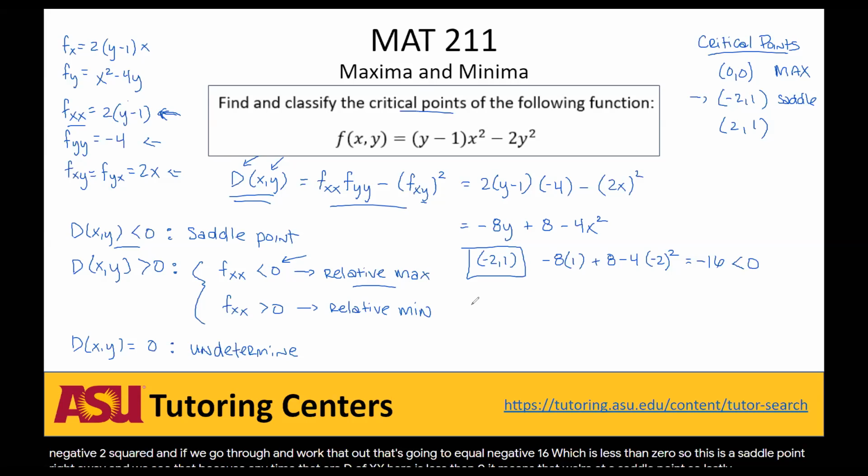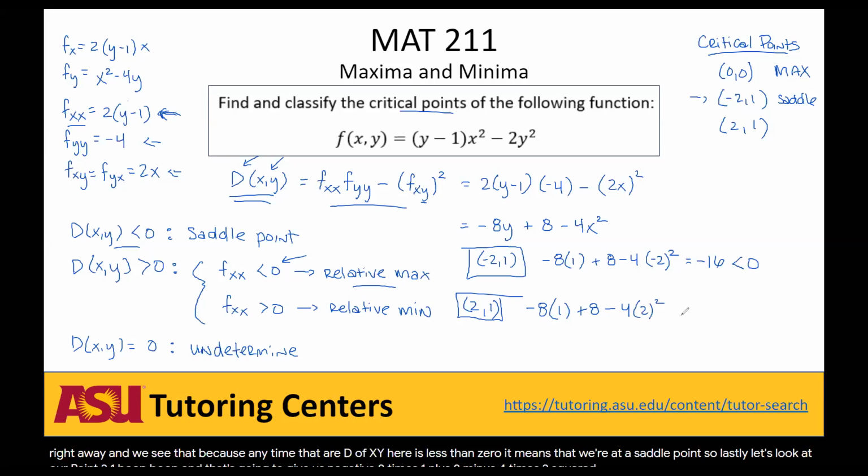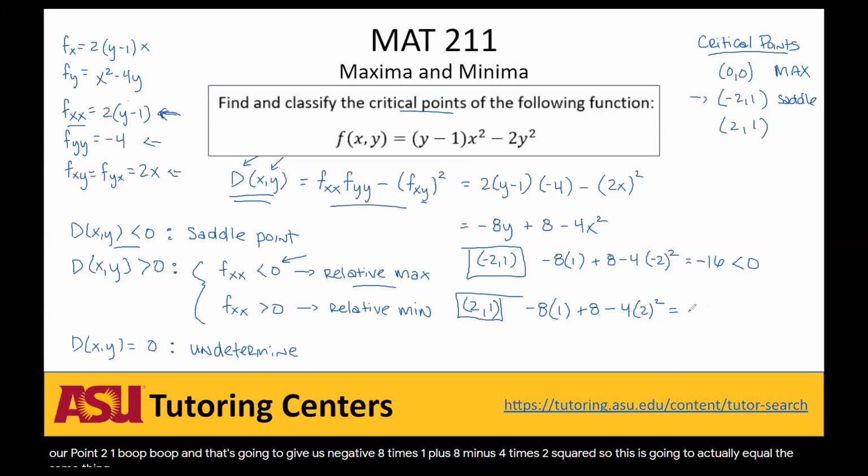So lastly, let's look at our point 2, 1. That's going to give us negative 8 times 1 plus 8 minus 4 times 2 squared. So this is going to actually equal the same thing. It's going to equal negative 16 again, since the only difference really is this, and it gets squared, so it turns into a positive. So again, less than 0. So we know this point is also a saddle point.